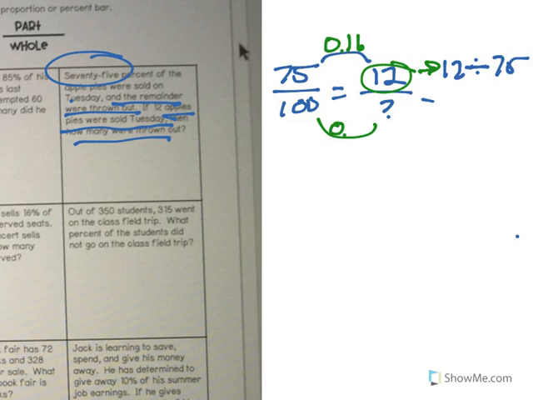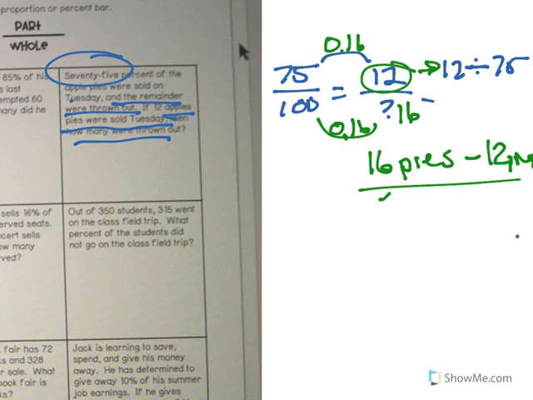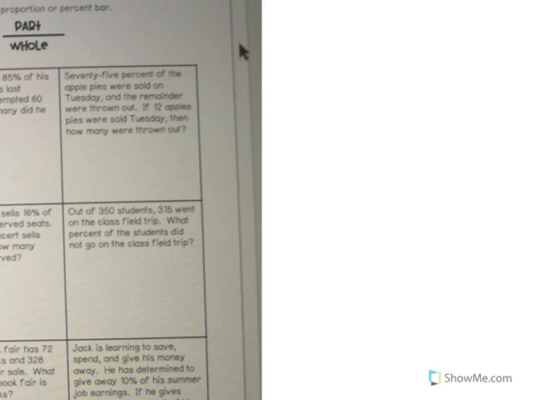What we do on the top, we do on the bottom. So 0.16 times 100 is 16. So we have 16 pies, but we sold 12, so we're going to subtract that. And this goofy person, 16 minus 12, he threw out 4 pies. I can't believe he did that. That's crazy. Okay, so that one wasn't so bad, right? Okay, let's keep going.